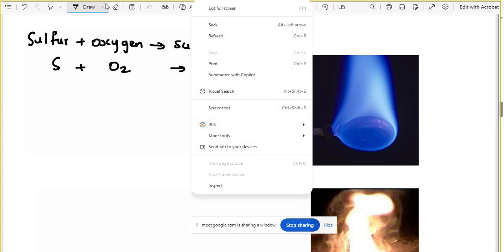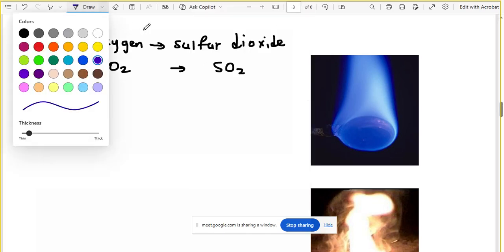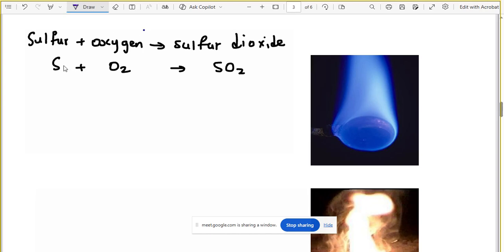But now, it's very important that we note down the state for each and every molecule. Sulfur is a solid, oxygen is in gas state, and then sulfur dioxide is in solid state.